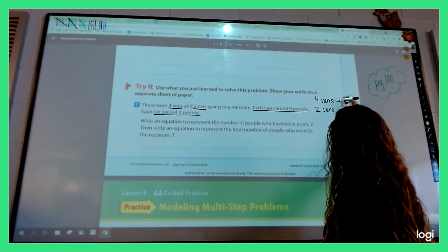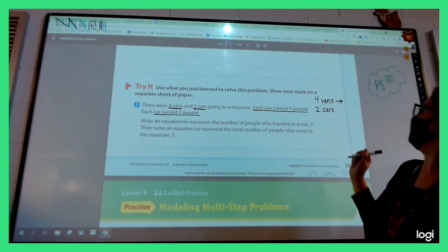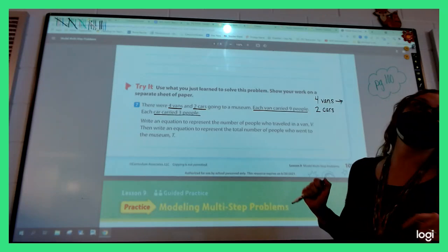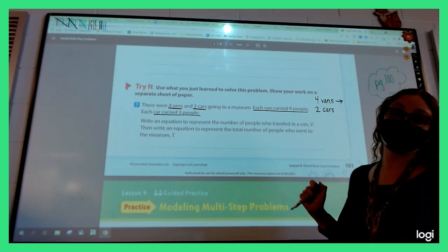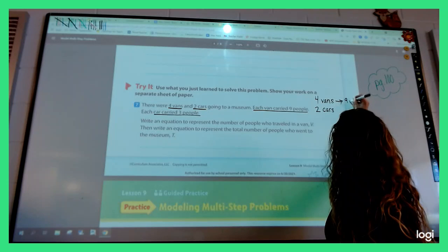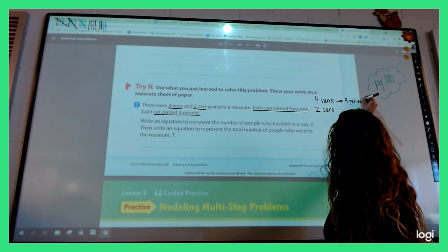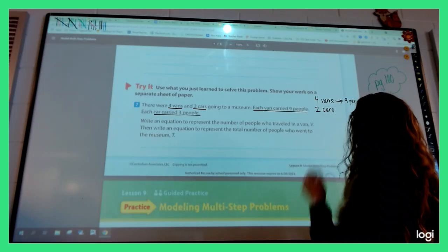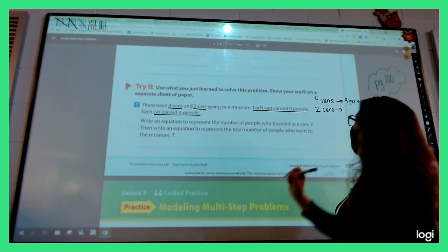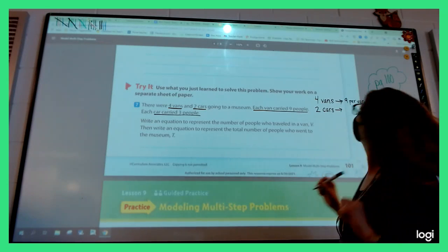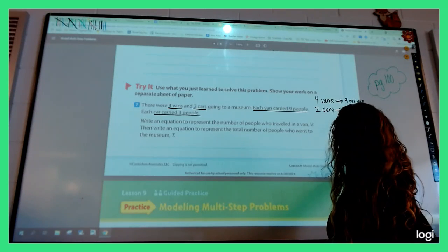Now, 4 vans, how many people will fit in each van? Abby? 9. 9, big van. Okay. So, I have 9 per van. Where'd you get 9? Right here. Each van carries 9 people. All right, now when we think about our cars, how many people fit in each car? Emma? 3. 3, small car. 3 per car.